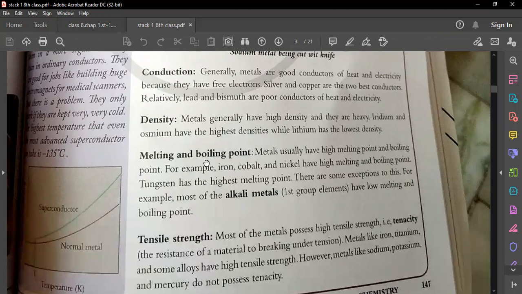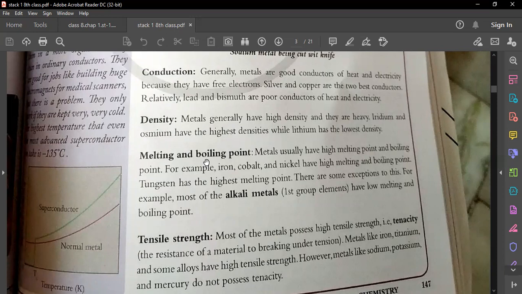The next one is the melting point and the boiling point. First, tell me what is the melting point? The point where any element turns from the solid state to the liquid state. Very good. The temperature at which the metal converts from the solid state to the liquid state is called the melting point. Boiling point means the temperature at which a liquid converts into the gaseous state. Clear these two?